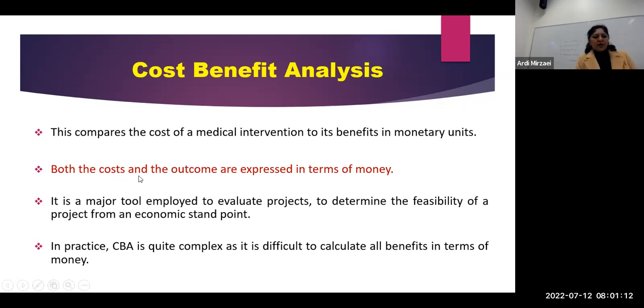So both the cost and the outcomes are expressed in terms of money. It's a major tool employed to evaluate projects, to determine the feasibility of a project from an economical standpoint. In practice, this is quite complex as it is difficult to calculate all benefits in terms of money. So wherever it is possible to convert the benefit into money, we can use it. But everywhere we cannot use this.